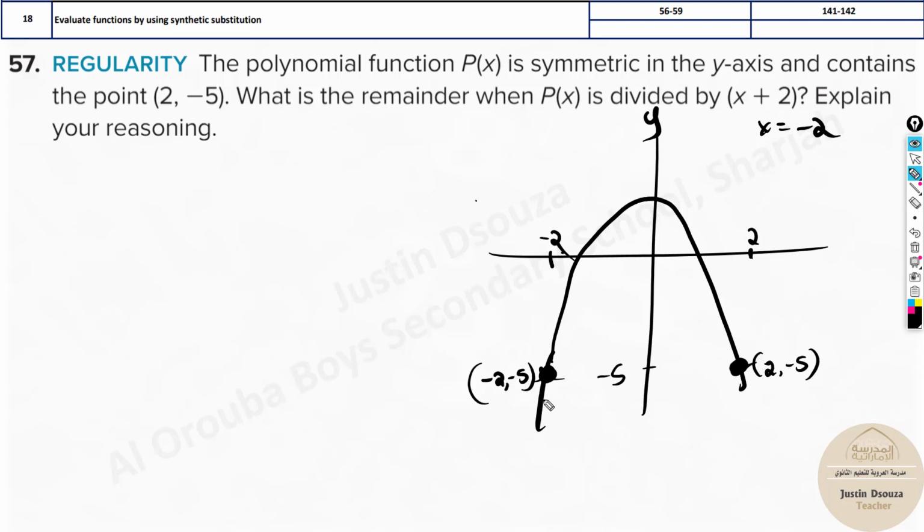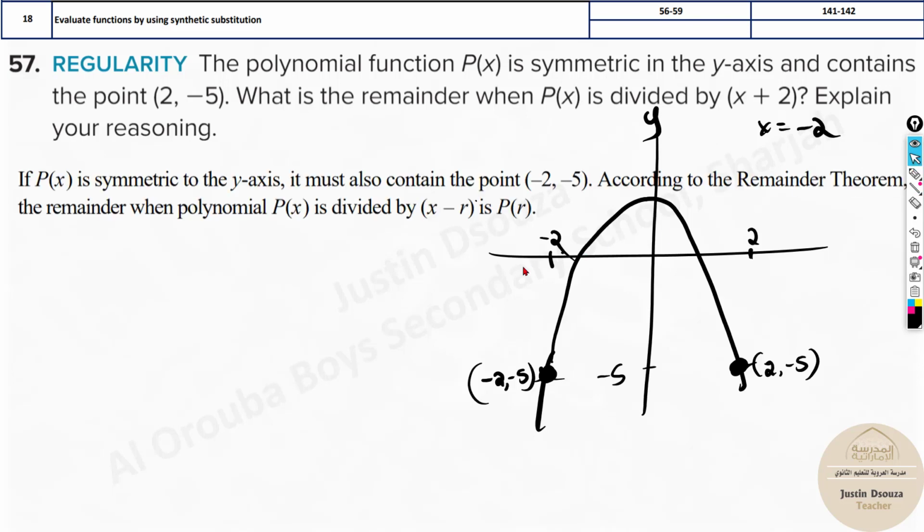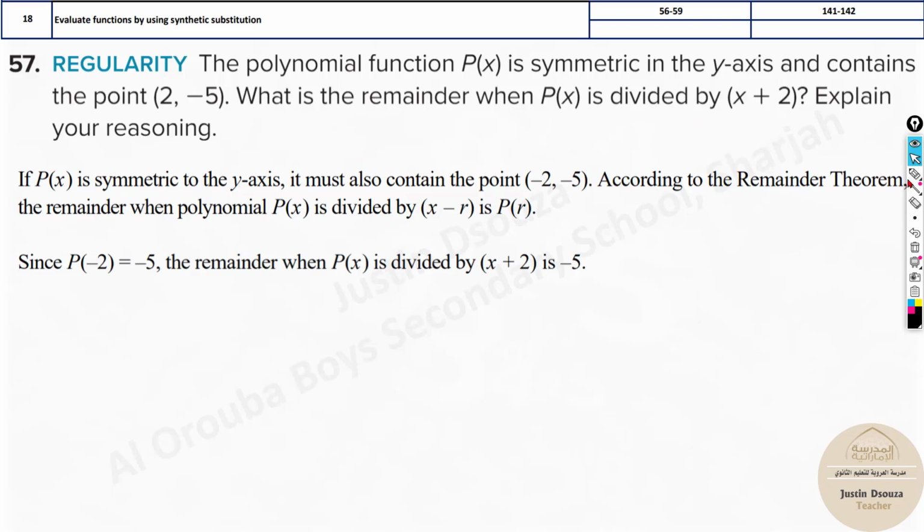So what you're basically telling is, when you divide a particular equation, you will get the remainder of negative 5. That's what we can say. Let's look into the answer. So it's symmetric along the y-axis, so it must contain this point. According to the remainder theorem, for the polynomial divided by x minus r, the remainder is p of r when you substitute in the equation, okay? And when you substitute this r value in the equation, you must get the remainder of negative 5. Because we know over here it's negative 5 and symmetrical along the y-axis, so this graph is important.